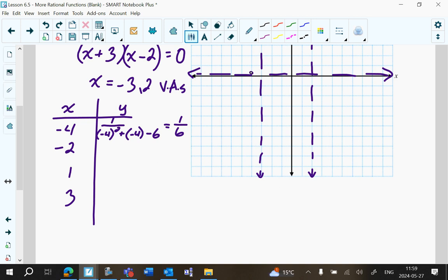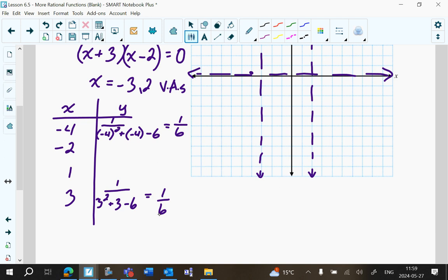Aren't I going to get the same thing when it's 3, because they're mirror images of each other? So if I plug in 3, I should get this too. And we can confirm it. 1 over 3 squared plus 3 minus 6. That gives me 1 over 9 plus 3 minus 6, which is 1 over 12 minus 6, which is 1 over 6. The outside ones, the first and last ones, will always be the same, and the middle two will always be the same. So whatever this y is when I plug -2 in, it'll be the same answer when I plug 1 in.